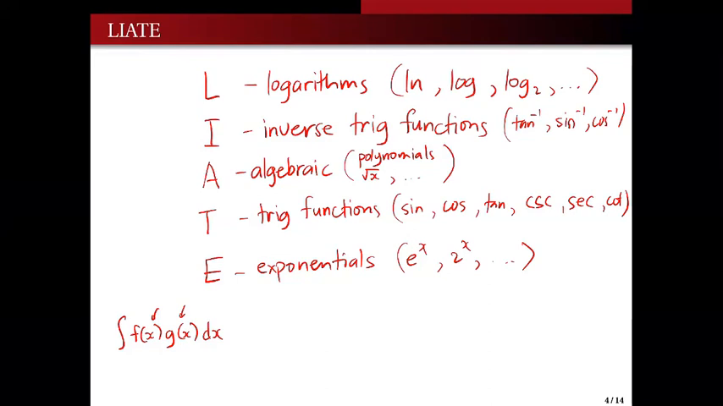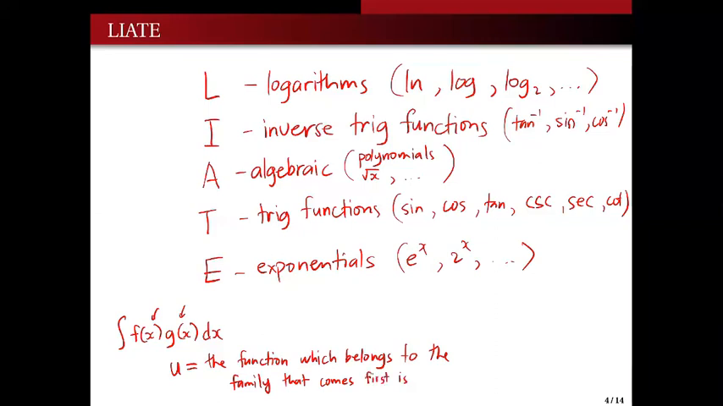So you choose your u. This is the function which belongs to the family that comes first in the spelling of LIATE. And of course, the remaining function will be your dv.